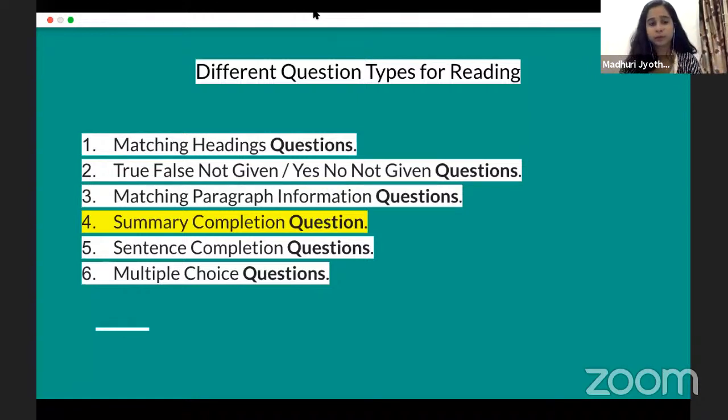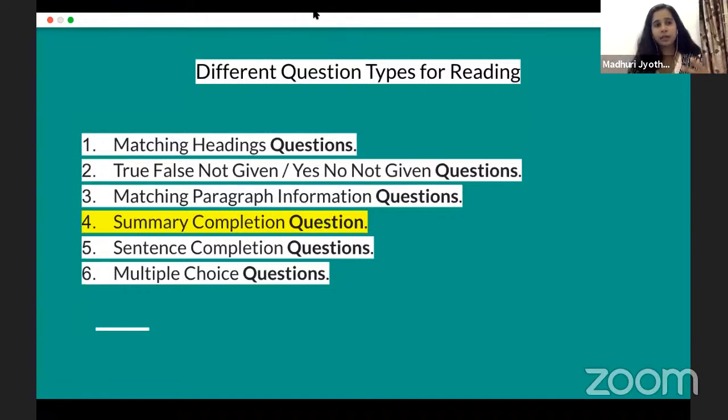Now, sentence completion is fill in the blanks, as you know. You will be given a sentence with a particular word missing. As you read the question, you will find that this could be the word that can go into it. It could be a noun, it could be an adjective, it could be a verb, it could be anything, right?